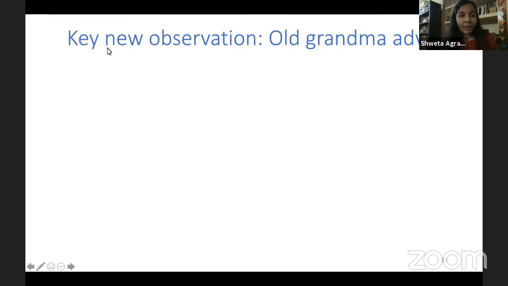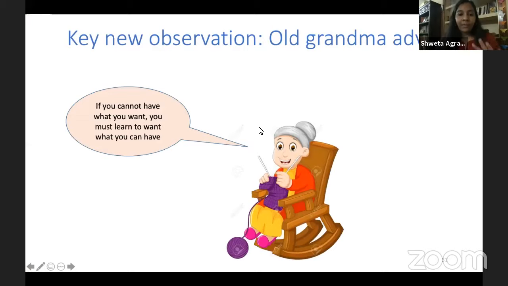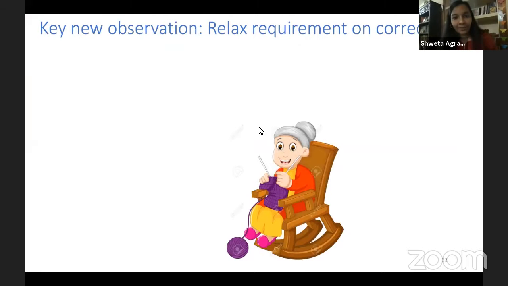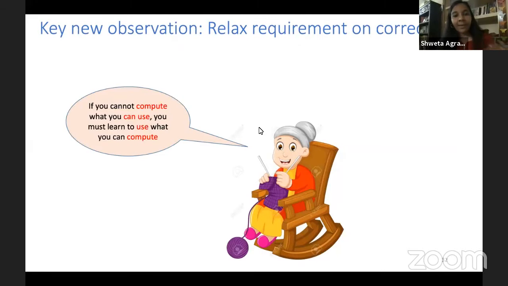So the key new observation that I'd like to make here is really sort of old grandmom advice, which is that, well, if you cannot have what you want, you should learn to want what you have. Repurposed in our context, what this is saying is, if you cannot compute what you can use, you should learn to use what you can compute. So what am I trying to get at? I want to be able to relax the requirement on correctness.